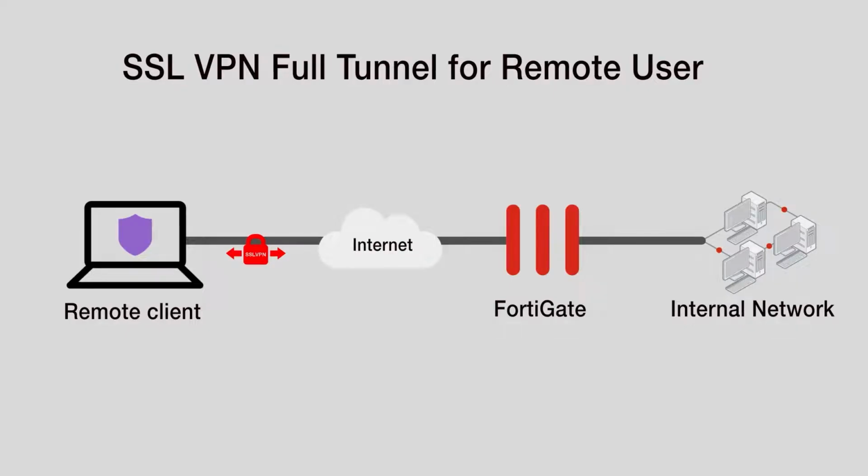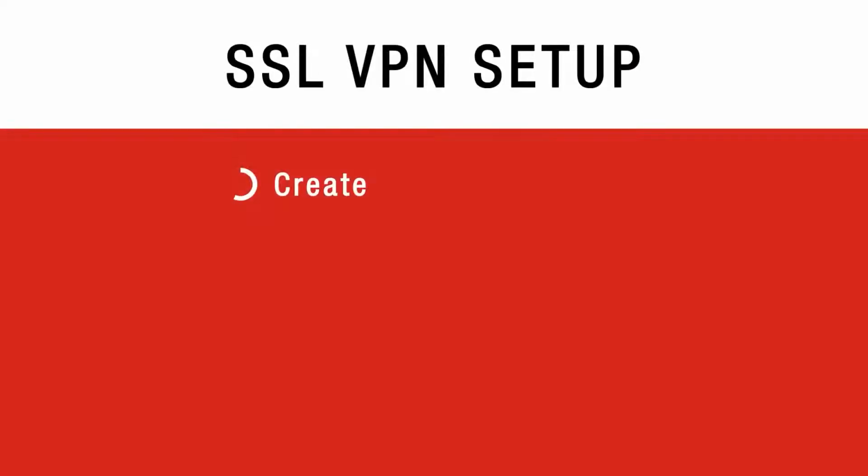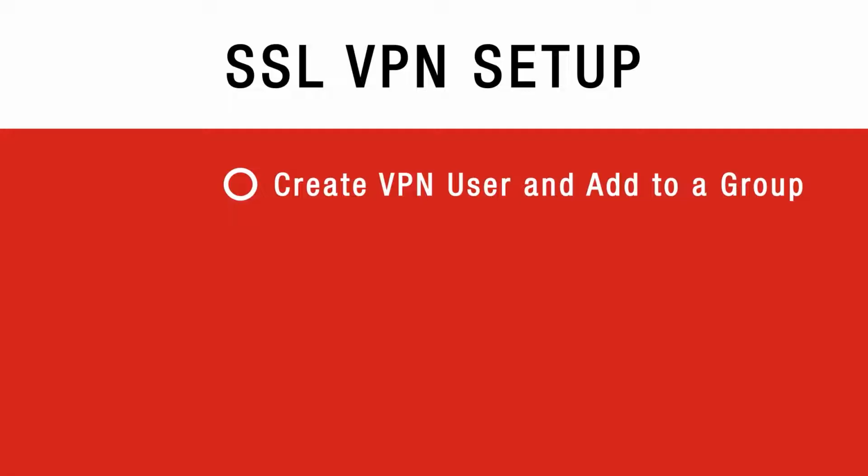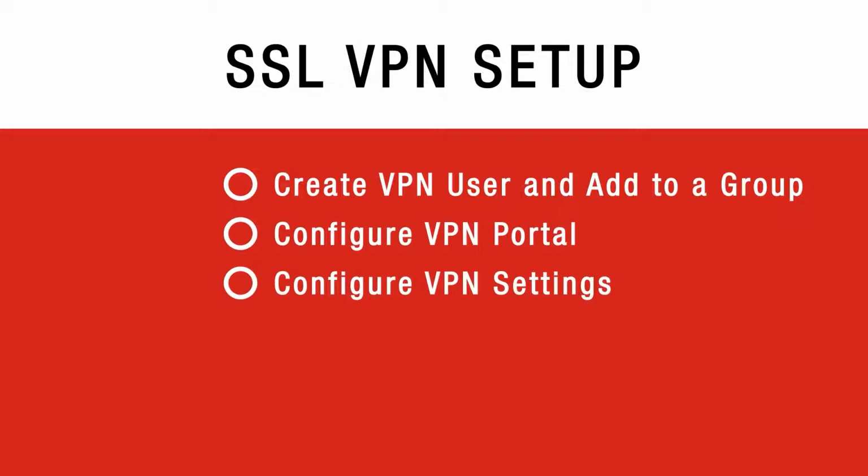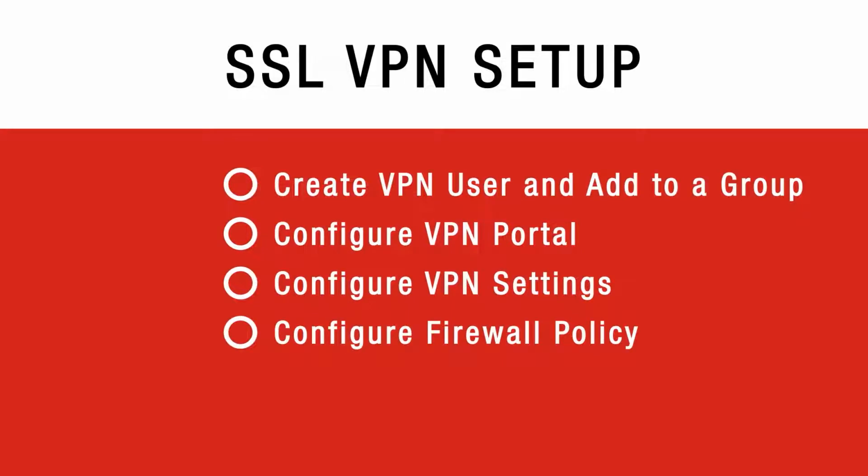In this video, we will show how to configure SSL VPN tunnel for remote users accessing the corporate network and internet using FortiClient. We assume that FortiClient is already installed on the user's computer. We will create a user entry for the remote user and add the user to the group. Next, we will configure VPN portal. After that, we will configure SSL VPN settings and create SSL VPN firewall policy.